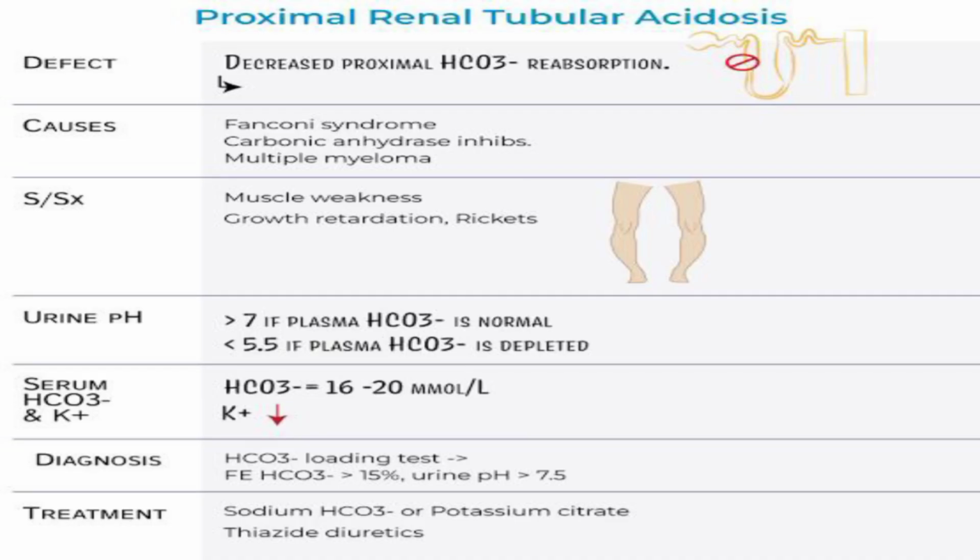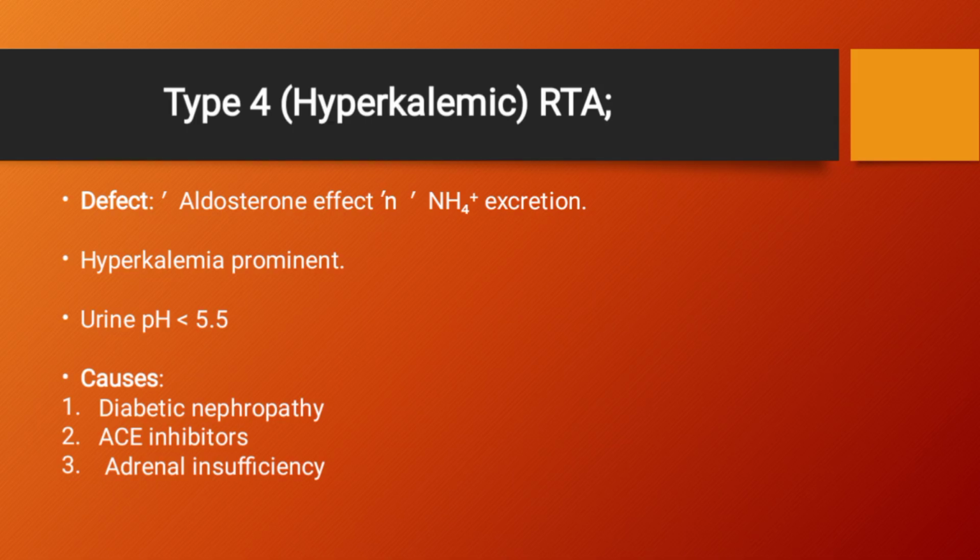As you can see here, what is the primary defect in proximal type 2 renal tubular acidosis? It is decreased proximal bicarbonate reabsorption. Causes are listed there. Their signs and symptoms are also listed there. Urinary pH is more than 7 if plasma bicarbonate is normal, and pH is less than 5.5 if plasma bicarbonate is depleted. And hypokalemia is also seen here. For diagnosis, we will do a bicarbonate loading test, and treatment we will discuss later on.